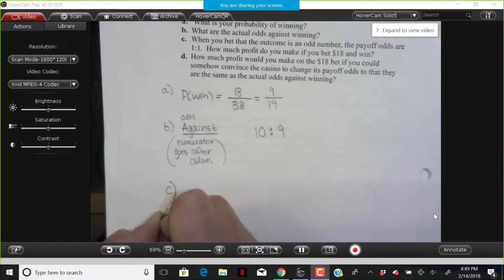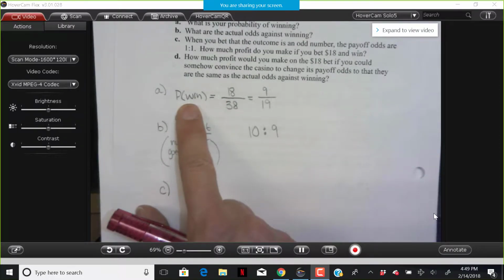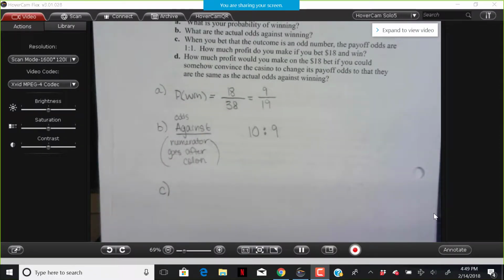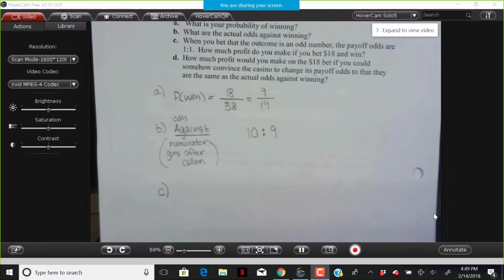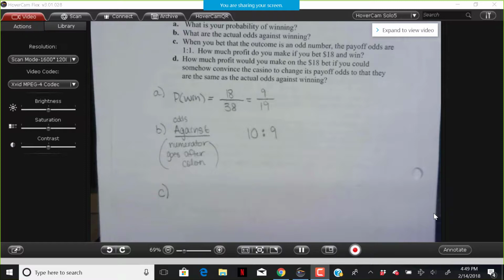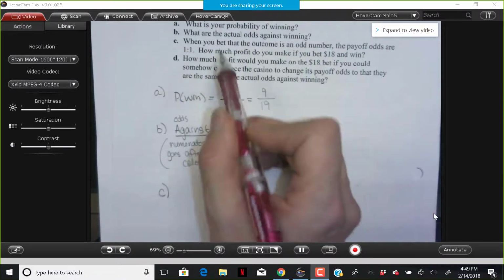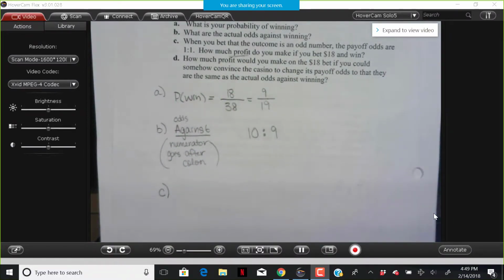Part C, when you bet that the outcome is an odd number, I think I might have said even before, but the probability of winning, whether it's odd or even, is the same, because there are 18 of each of them. The payoff odds are 1 to 1. That means how much you bet is how much you win. They match it exactly. So how much profit do you make if you bet $18 and win? $18.